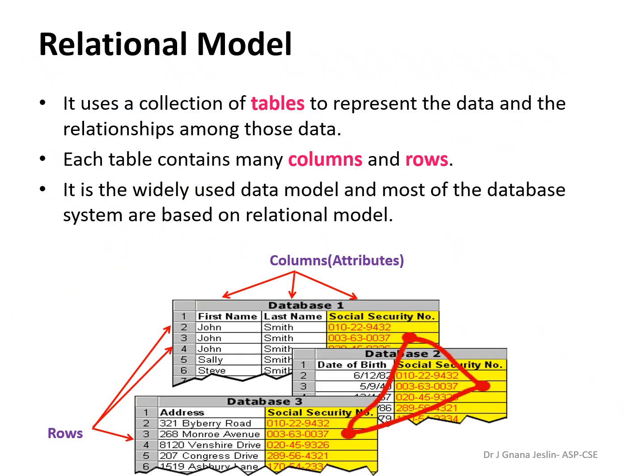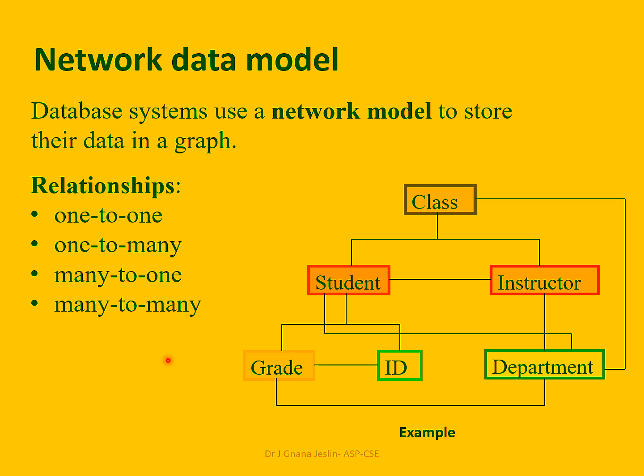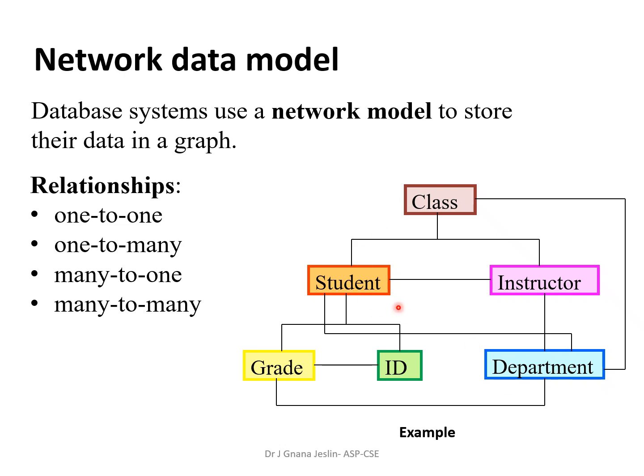As we all know, the relational data model consists of rows and columns. The database itself is represented in the form of a table. The rows are considered records. That's why it's a record-based data model. Similarly, we have the network data model. To represent the relationships among the tabular or record-based data, we use the network data model. Relationships such as one-to-one, one-to-many, many-to-one, and many-to-many among the databases can be represented in the form of a network data model.